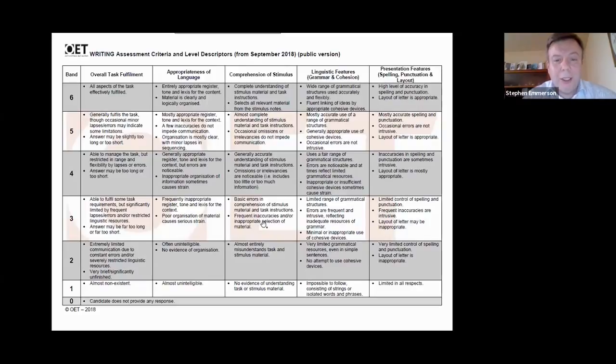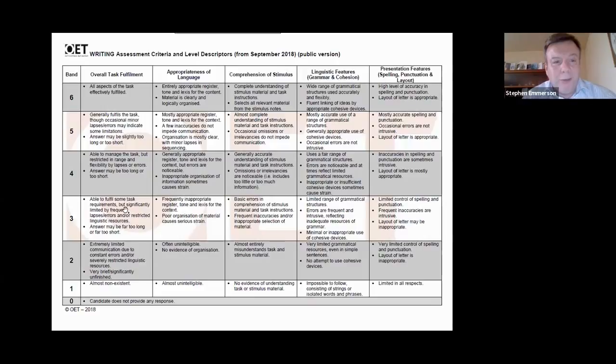Comprehension of stimulus. So misunderstood the task. So remember, when you're doing these letters, you should be looking at the task first, so you understand exactly what you have to do. So, you know, once you read through the case notes, that should be clear. So we've got linguistic features, very limited grammatical resource, even in simple sentences, no attempt of cohesive devices, and then presentation features, limited control of spelling and punctuation, layout of letters inappropriate. Now, you will know that the body of the essay is what is really assessed, but you still have to show that you can write a letter. So you must have an appropriate layout.